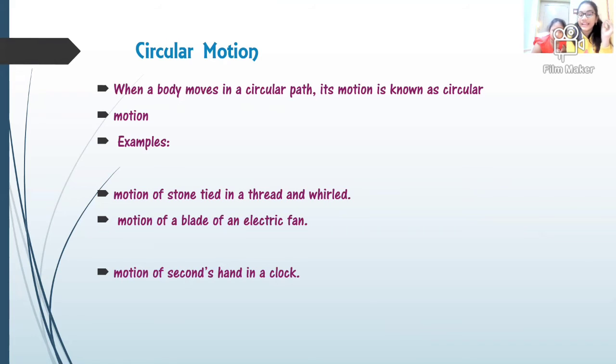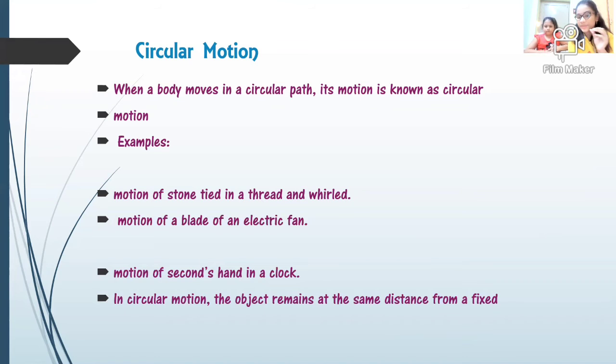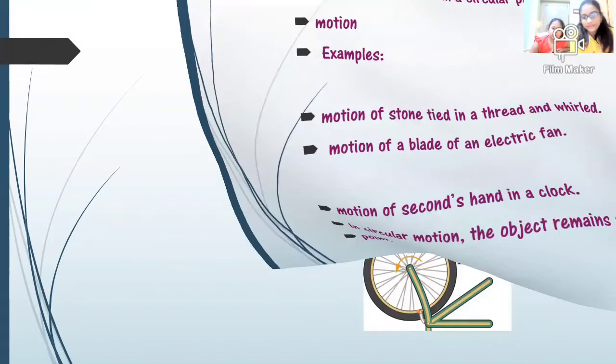Next, motion of a second's hand in a clock. You can see a second's hand in a clock, and it moves in a circular motion, even though the clock is a circle, it still moves in a circular motion itself. Now, in circular motion, the object remains at the same distance from a fixed point.